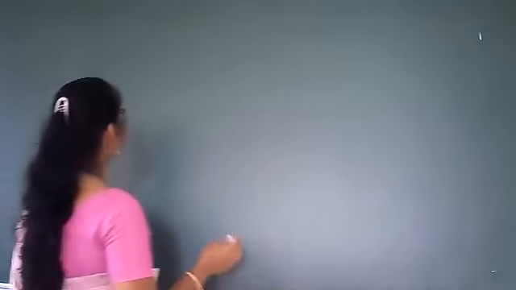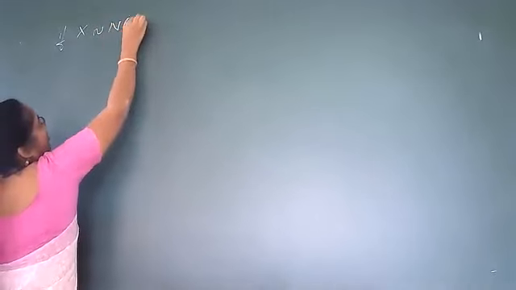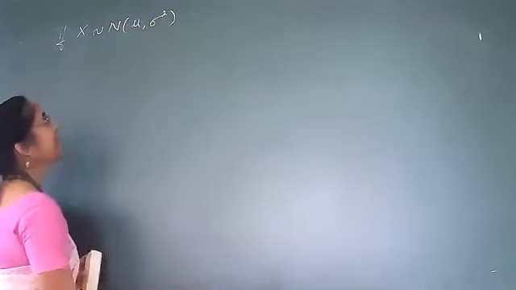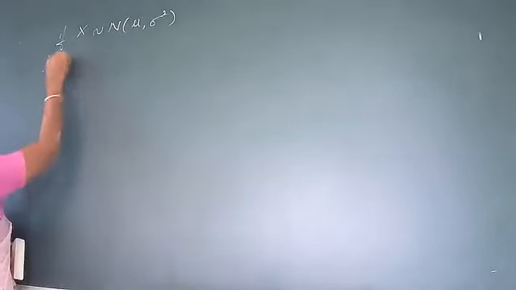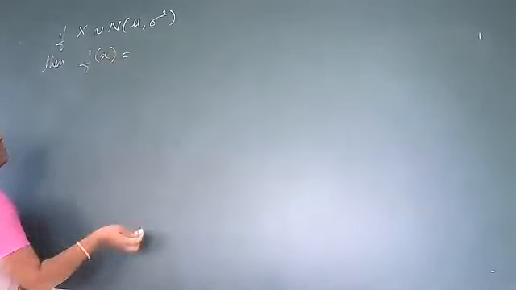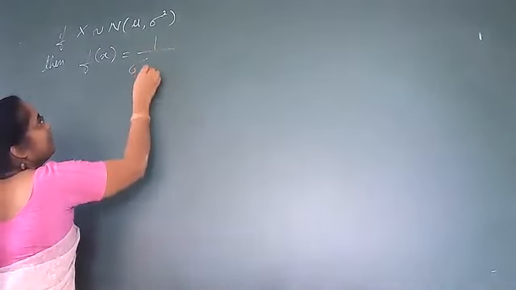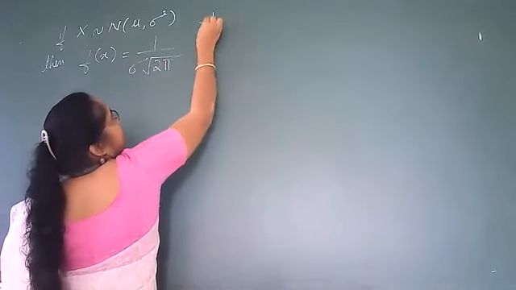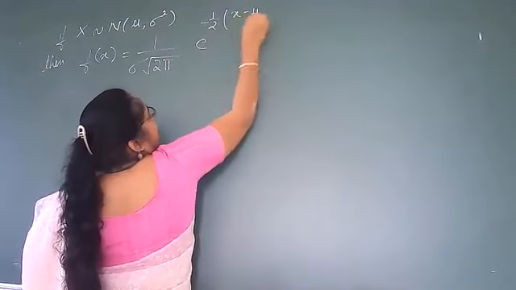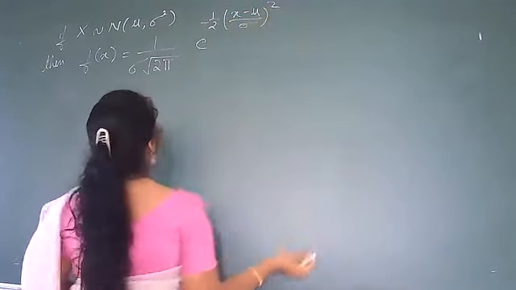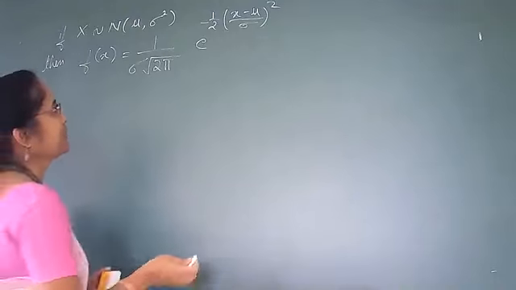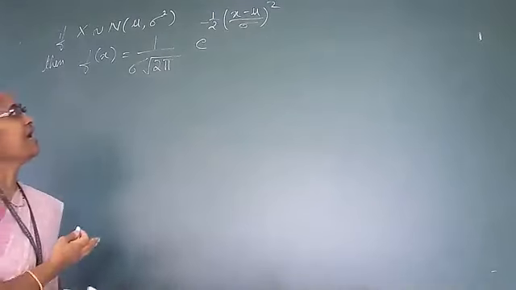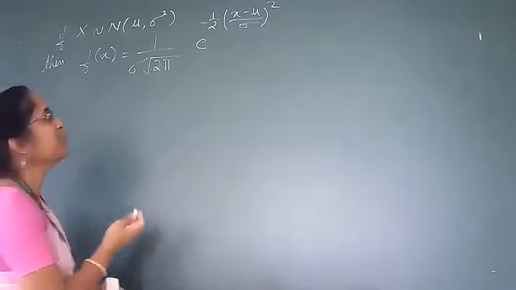As we all know, we shall first state the PDF. If X follows normal with mean mu and variance sigma square, then its PDF f(x) is given by 1 upon sigma root 2 pi e raised to minus 1 half ((x minus mu) upon sigma) the whole square. Most importantly, we should know the range of the random variable X and the parameters mu and sigma.